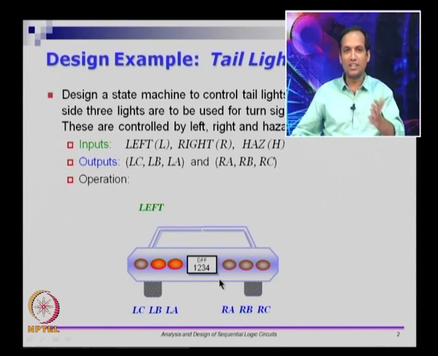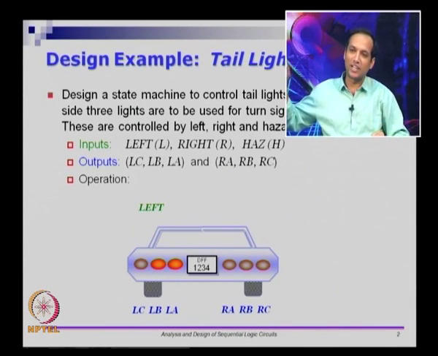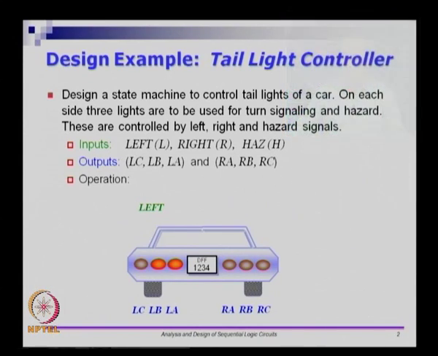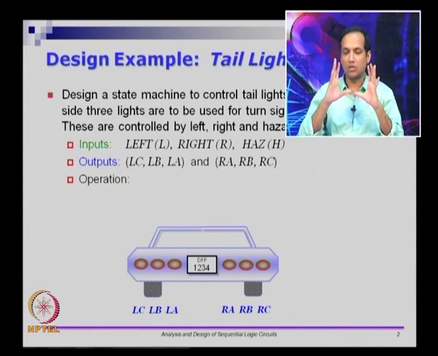This is not a typical signal that you will see in cars. In most cars you will see just one light on the left side which keeps blinking and one light on the right side which keeps blinking, but this is a very simple example to show how to design a controller. And if it is a hazard signal, all the lights should blink and go off. It should keep blinking as long as the hazard is on.